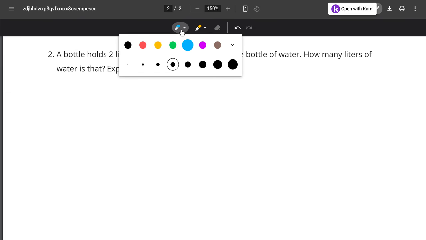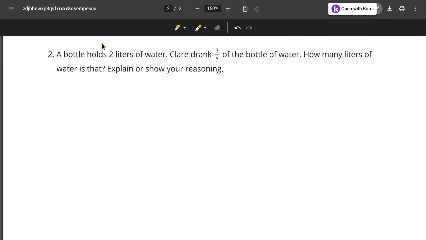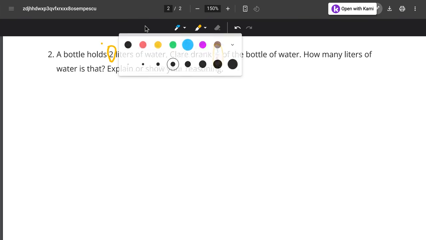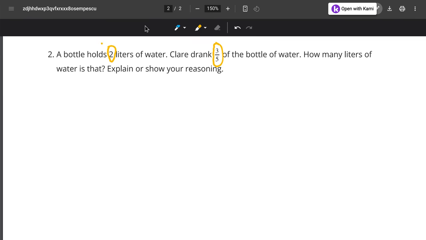So as we read this, and of course we should read it multiple times to make sure that we're clearly understanding our question, then you go back and you zero in on your numbers. We have 2 liters of water, and she didn't drink all of it. She drank 3/5 of the bottle of water. So first of all, we need to think, how could we show that as an expression? Well, really, this is asking me what is 3/5 of 2? Because she didn't drink all of the 2 liters of water. She drank 3/5 of the 2 liters of water.